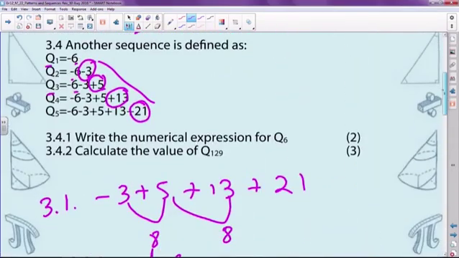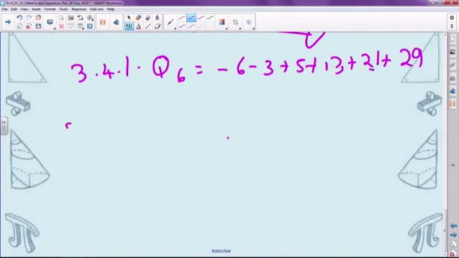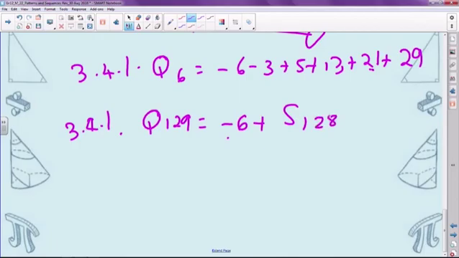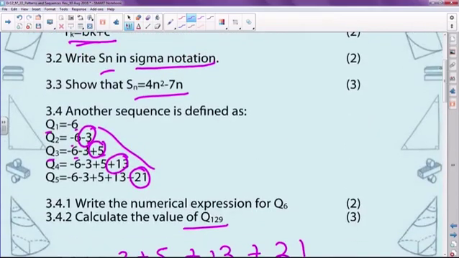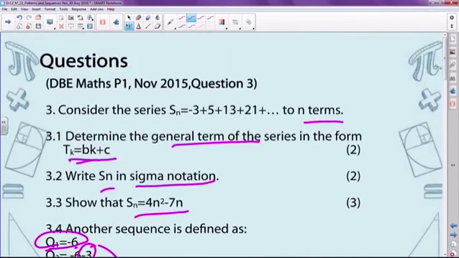The last question here: calculate the value of Q129. Well, here we know that Q129 is going to be equal to minus 6 plus the sum of 128 terms of this sequence that we were dealing with originally. Look what I've done there. I've got Q1 is minus 6, all right? But all of the other terms, so it's that minus 6 that we're going to add to a sum which we've already been dealing with. You see that minus 3 plus 5 plus 13, we've already been dealing with that sequence.